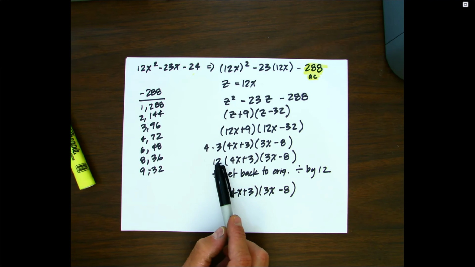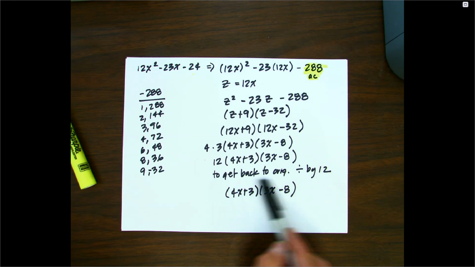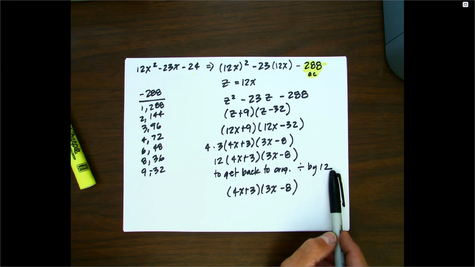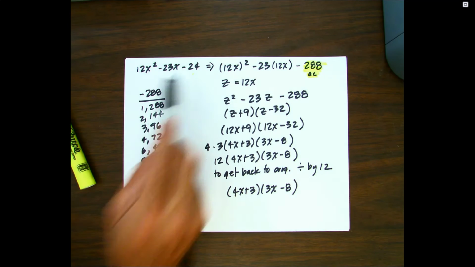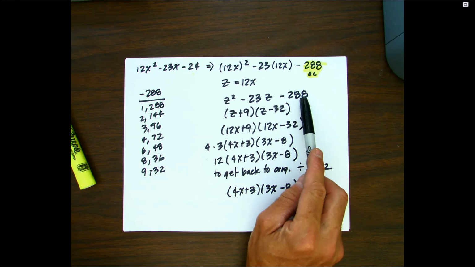And to get back to the original, since we multiplied by 12 here, we have to divide by 12. So the correct factorization of the original is 4x plus 3, 3x minus 8. Now, once again, we're confronting AC and asking, how do I rewrite AC so that its factors sum to our B term, which is preserved here?